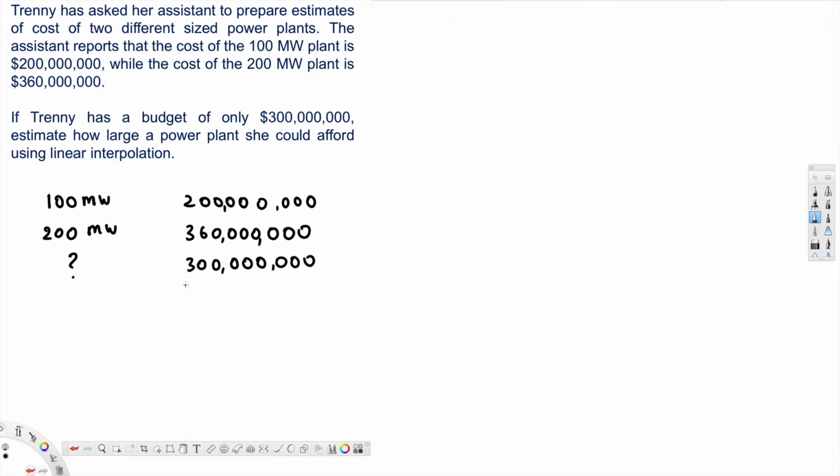Now to find this one, we are going to use the linear interpolation. So linear interpolation is basically we subtract this one, this is what we are trying to find, with the first one. We have to do the same thing on the other side. Subtract 200 million from 300 million.